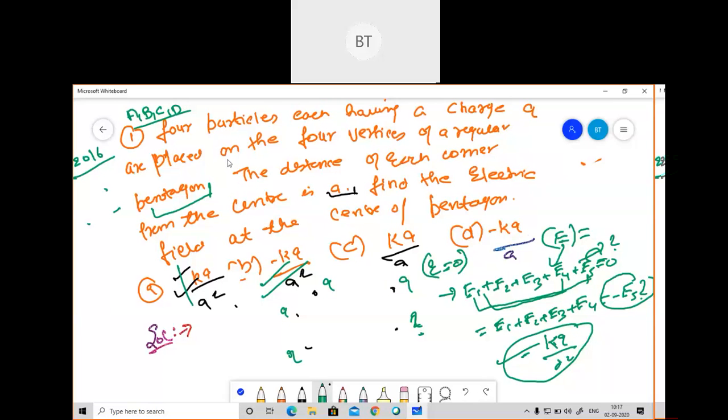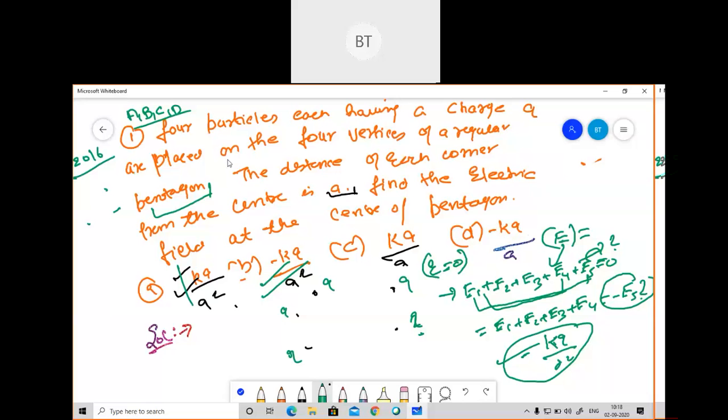Suppose they have taken point charge as a topic, then from all four codes they will give one question based on that point charge. So a similar question will be there, and they will only change the value. That's why I've told you to always try to solve as many problems as you can.